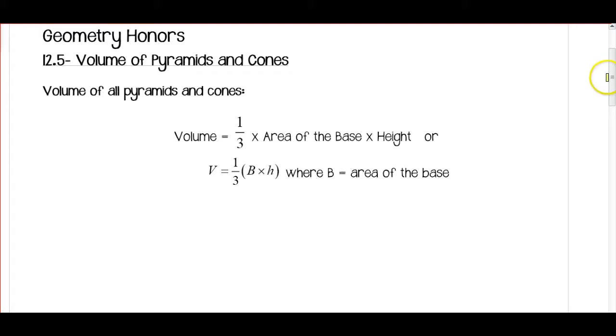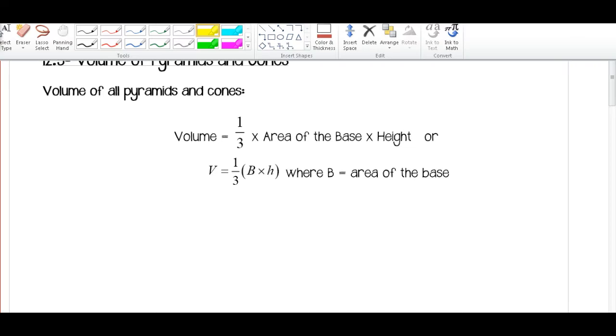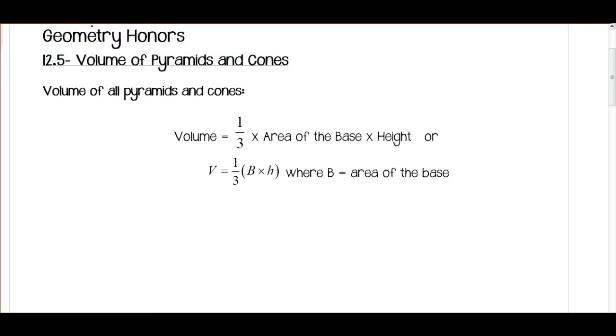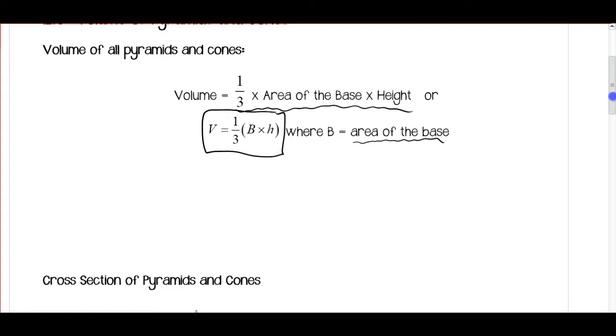So much like we had with prisms and cylinders, the volume of any pyramid or cone is simply going to be 1/3 the area of the base times the height. So we'll normally write it as 1/3 capital B times H, where capital B is the area of the base. And keep in mind that the area of the base can be any figure. It could be a circle, it could be a square, it could be a regular polygon. So keep that in mind, and we'll practice with that in the examples in a little bit.